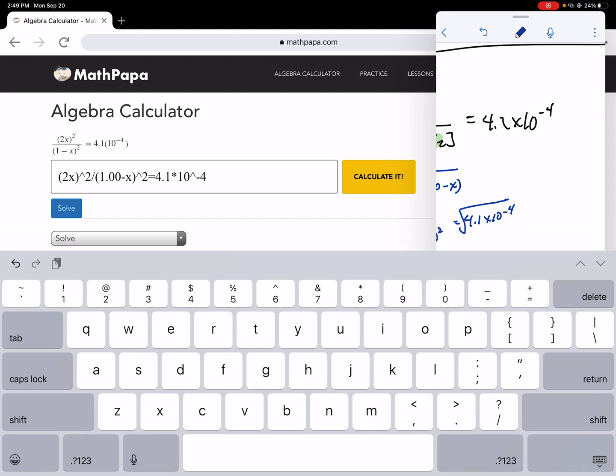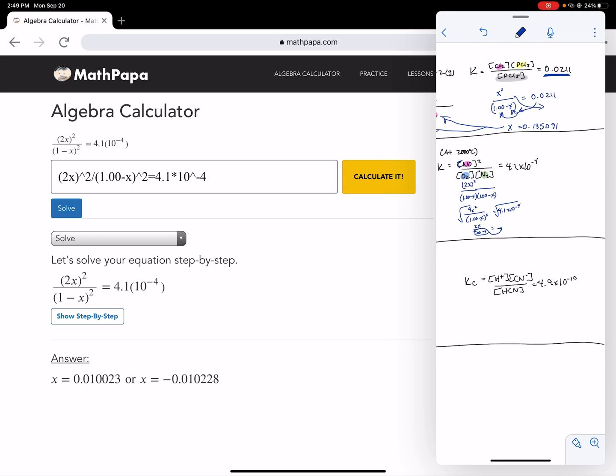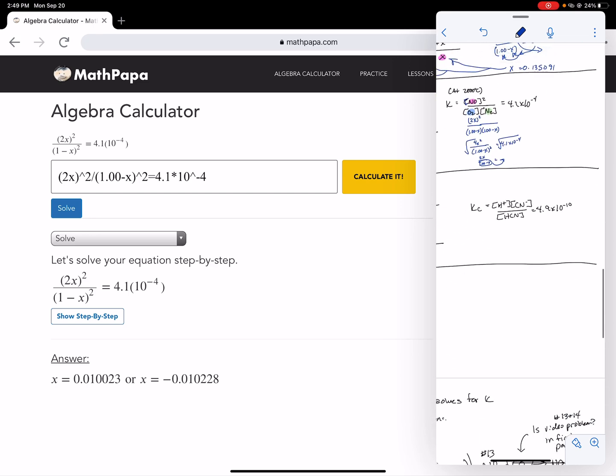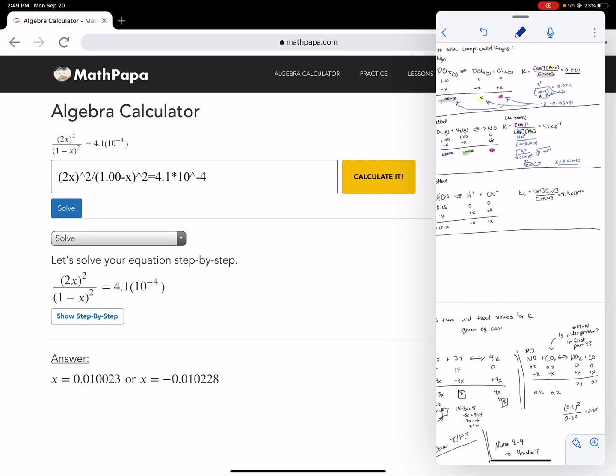So let's see what happens when we calculate it and solve. Oh, it already solved it for us. So again, I've got two numbers, a negative and a positive. The answer is going to be the positive number. So, x is equal to 0.010023. All right, now let's try this final one over here.